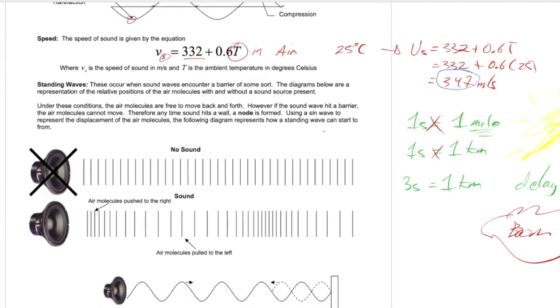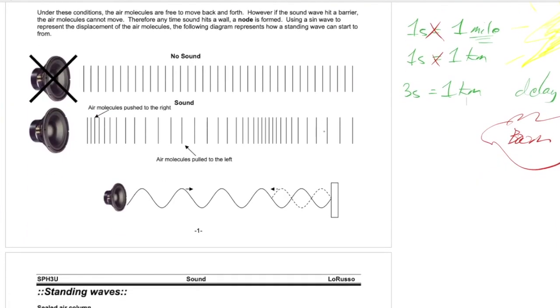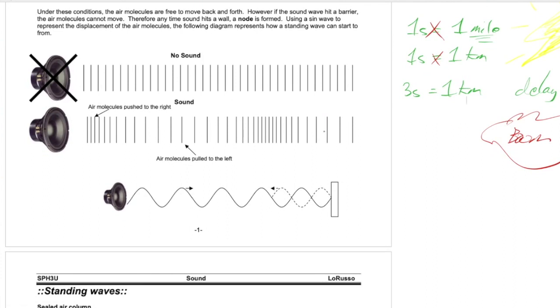So let's take a look a little bit further here. So again, sound is like any other wave. It can reflect off a surface. And when a sound reflects off a surface, we get what's basically a fixed end reflection. So we get sound cancellation at the wall. So yeah, we lose amplitude. So the wave stops at that point. It reflects back inverted.